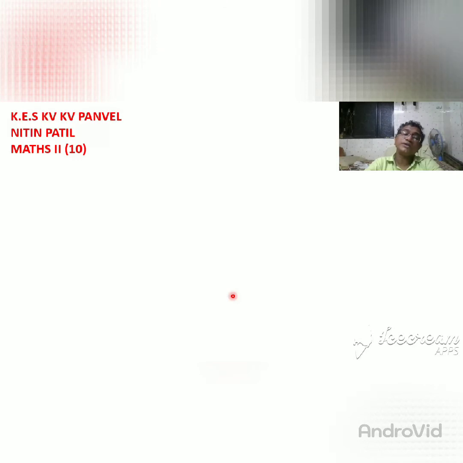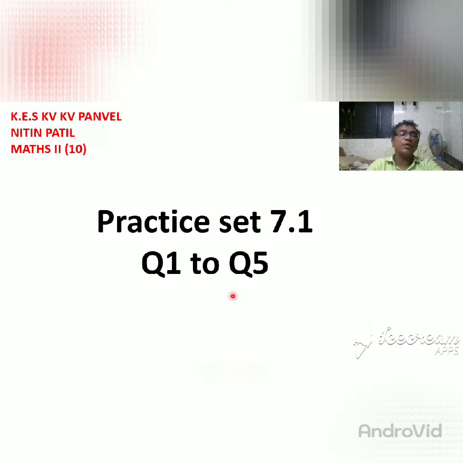Okay? So we are starting today practice set 7.1. We have completed the six chapters of the maths 2. Only the construction chapter remains. Then all chapters are completed. Okay, so today we are starting practice set 7.1 and problems number 1 to 5.